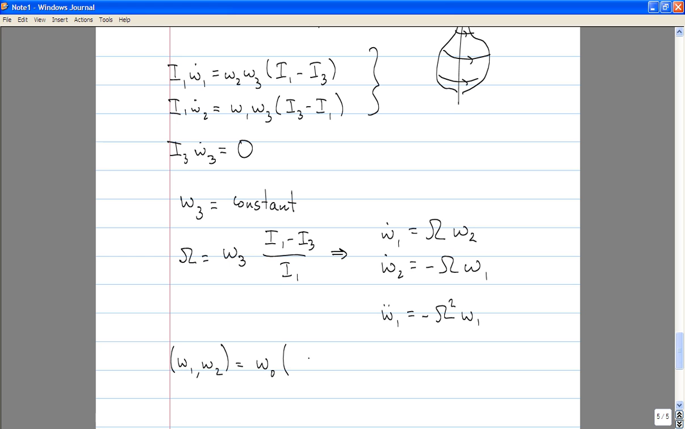So I will just choose the phase of my oscillation so that omega 1 is sine omega t. I could, of course, choose it to be cosine omega t. I could choose it to be sine omega t plus cosine omega t. I'll just choose my phase so that it's sine omega t. And then omega 2 can be computed by calculating omega 2 dot is minus capital omega omega 1, which, if you work it out, implies that omega 2 is cosine omega t.